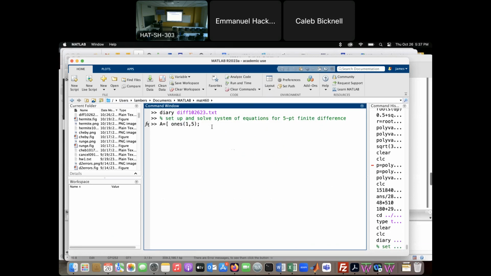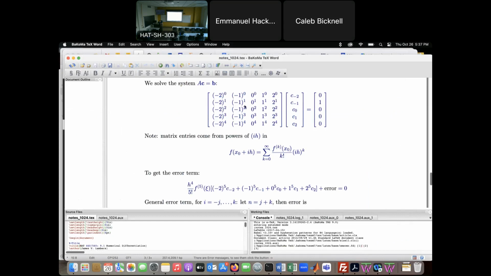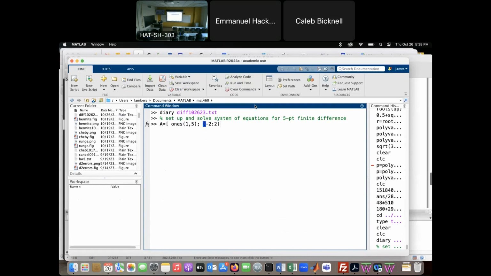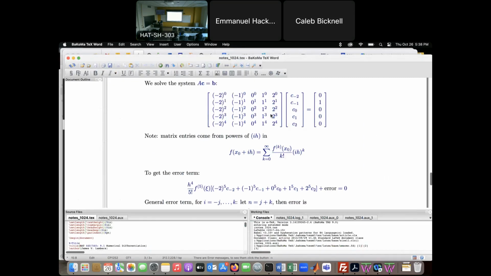And then the next row is -2 to 2 raised to the first power, so that's just going to be -2 to 2. I can use the colon operator for that, -2 to 2, because the colon operator produces a row vector of numbers. Okay. And then the rows that follow are -2 to 2 raised to the second, third, and fourth power.